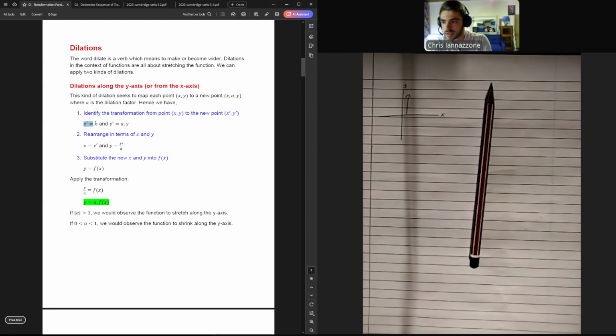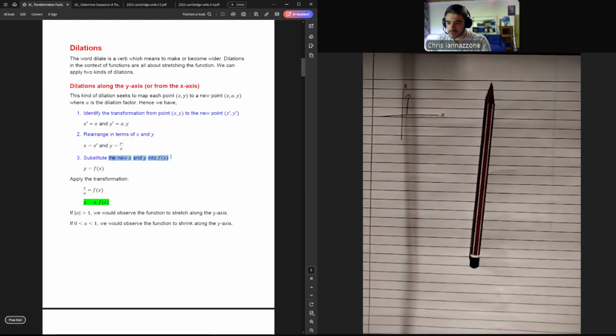Like this. x isn't changing. The new x is identical to the old x, but the new y is a times the original y. If we then look at the next step, we're just trying to do some algebra here, rearranging in terms of x and y. This is very, very stock standard. x doesn't change because it's already rearranged, but y does. To get y on its own, you'll just divide both sides by a. This is just fundamentals of algebra, really.